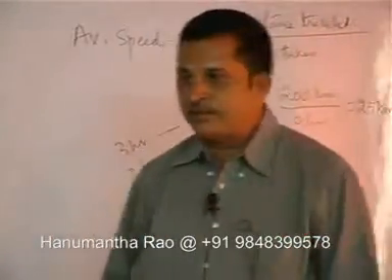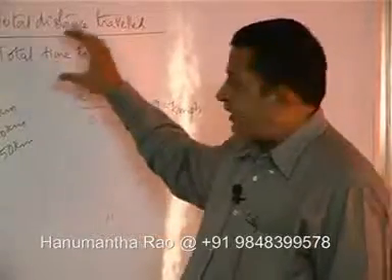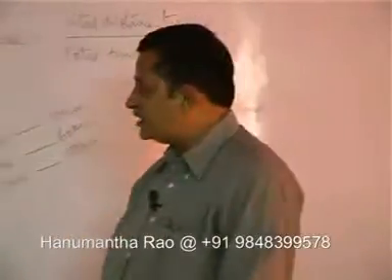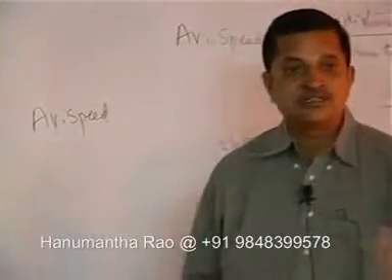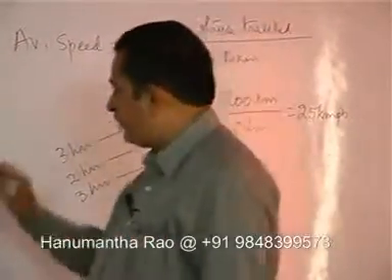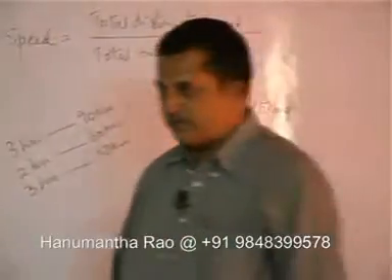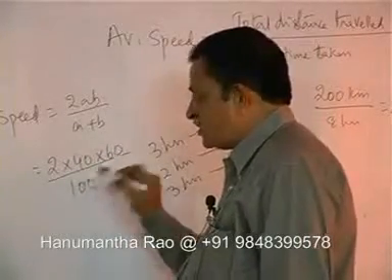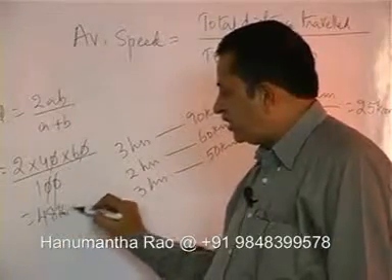But here in this problem, the required distance is not given, the required time is not given, except these two, the other data was given, speed was given. And the average speed you can calculate when speeds alone are given, but the condition must be distance should be constant. So when the distance is constant, speeds alone are given, average speed is equal to 2ab by a plus b. 2ab by a plus b means 2 into 40 into 60 by 40 plus 60 is 100. 48 kilometers per hour is the average speed.